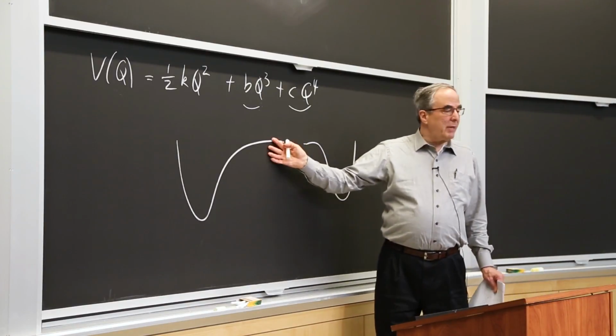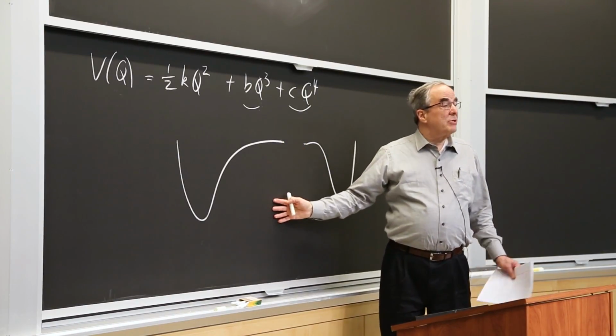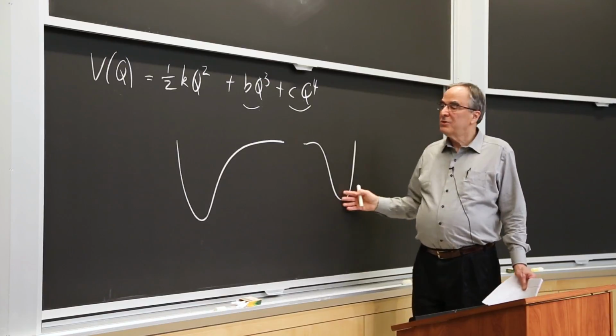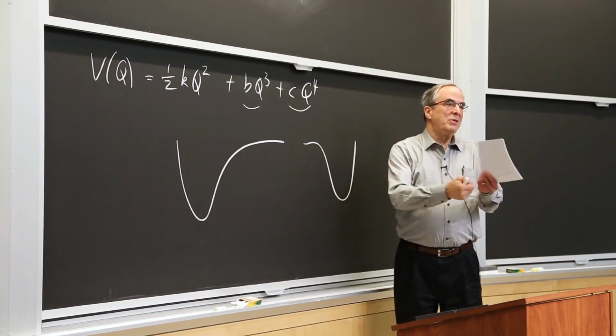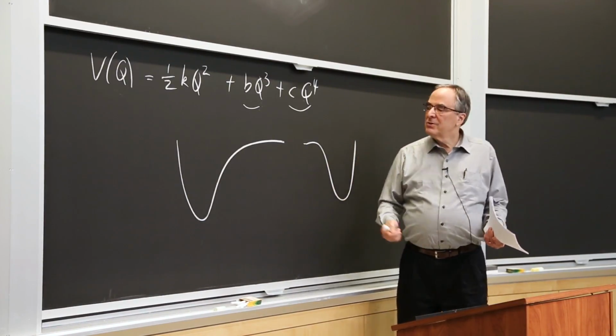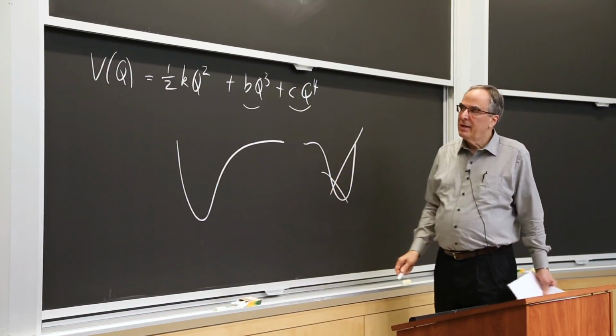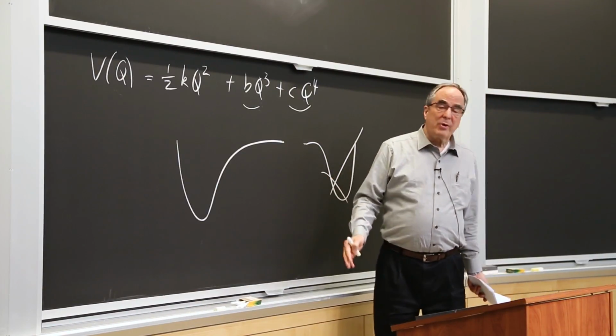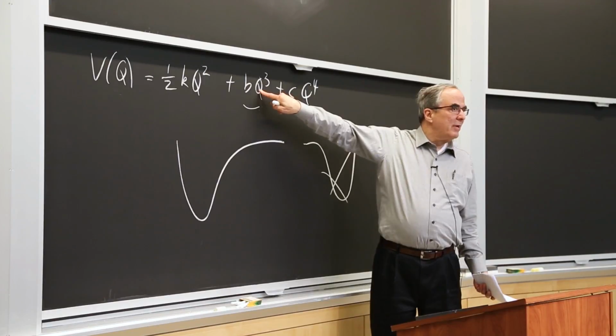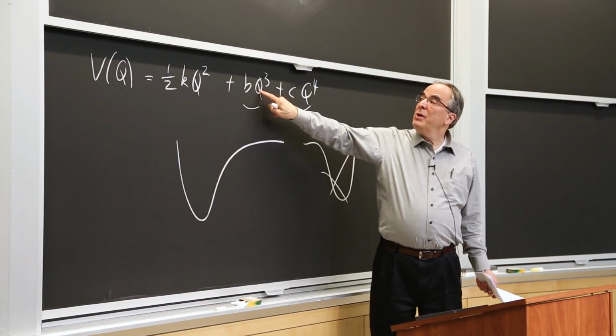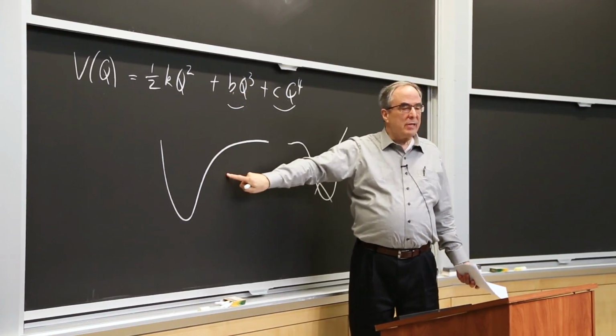Right? This is bond breaking, and it breaks at large displacement. There's no such thing as a bond breaking as you squeeze the molecules together. So this is a crazy idea. And how do you get an asymmetric potential? Well, it's cubic. And which sign of B is going to lead to this?